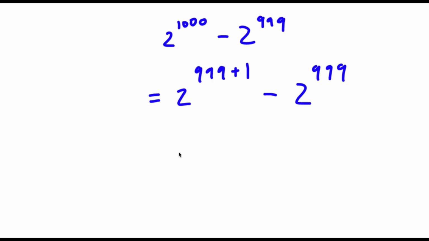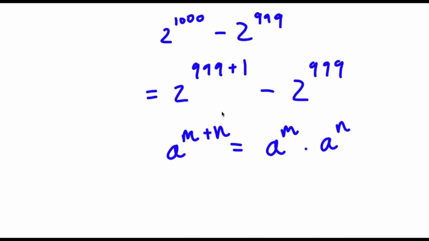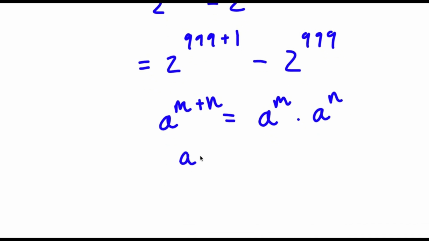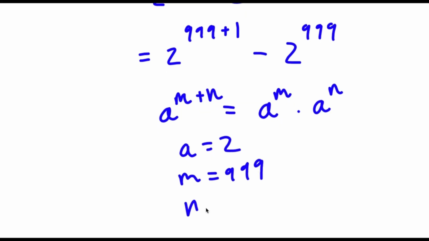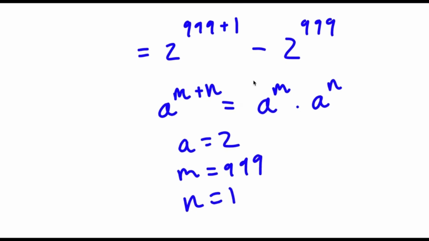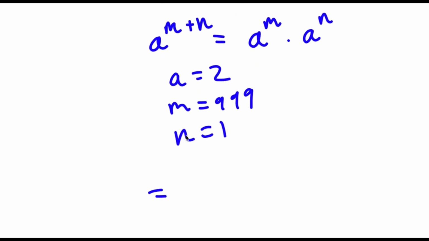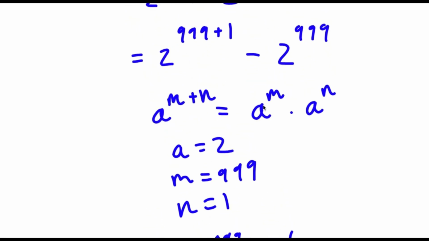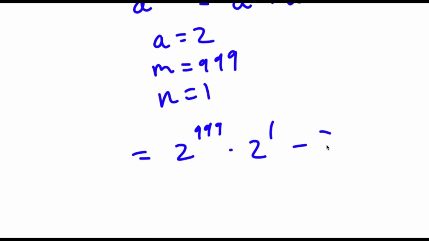Now, if I have something in the form a to the power of m plus n, this is the same thing as a to the power of m times a to the power of n. So now 2 to the power of 999 plus 1, we can think of a as 2 in this case, m as 999, and n as 1. So now this is going to equal a to the power of m, so 2 to the power of 999 times a to the power of n, so 2 to the power of 1. And now I have this minus 2 to the power of 999.